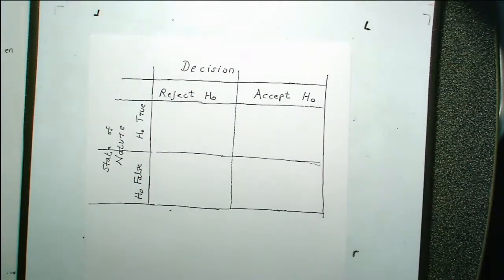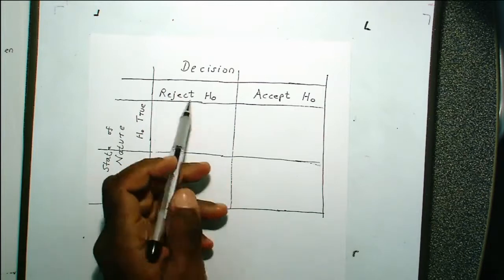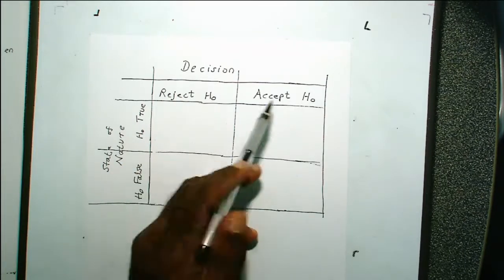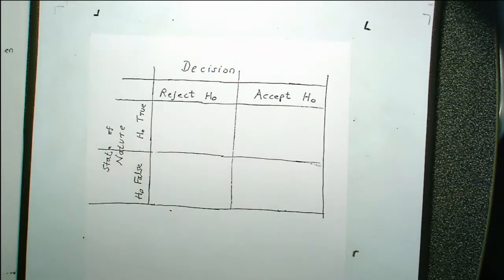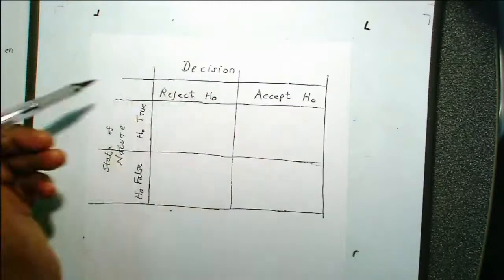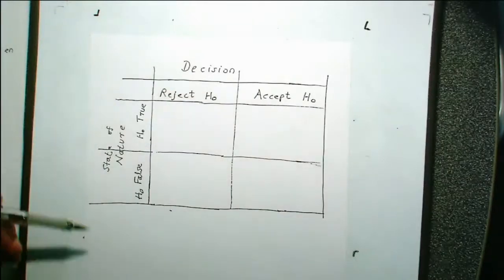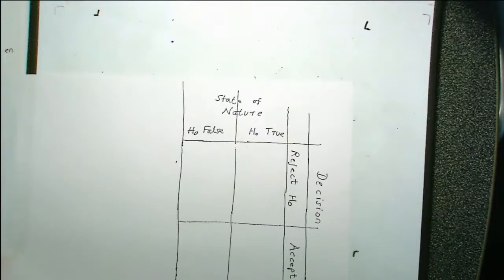Now, the decision of a test of hypothesis can be one of two outcomes. The outcome could be that you reject the null hypothesis or you accept the null hypothesis. All right, it could be one of the two. So that's what I have listed. You either reject H0 or you accept H0. That's on the horizontal axis. Now, on the vertical axis, maybe you can see this better.